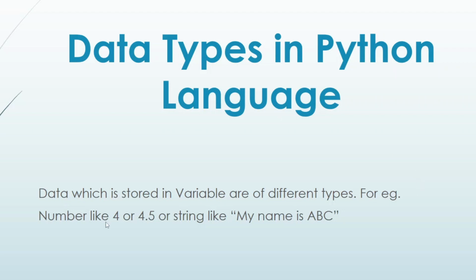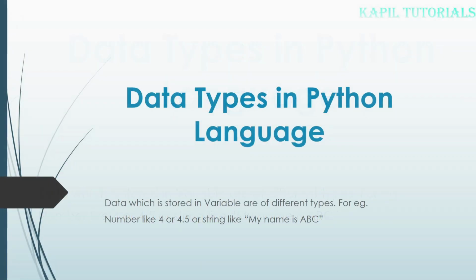For example, numbers like 4 or 4.5. Till now, in the examples we have covered, we were only storing numbers like 4, 5, 6, 7. 4.5 we have not done yet. And then we were covering strings. That means whenever we want to store any text, any data which is a combination of alphabets, that is called a string. That means the string type of data is stored in a variable. Variables are just the memory locations for that data. Data can be of different types.